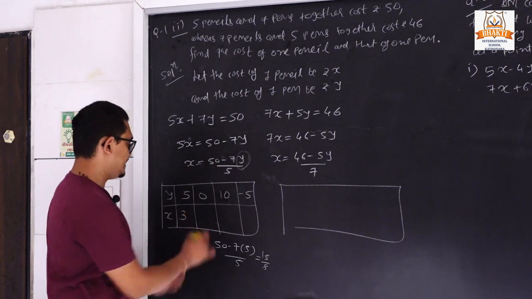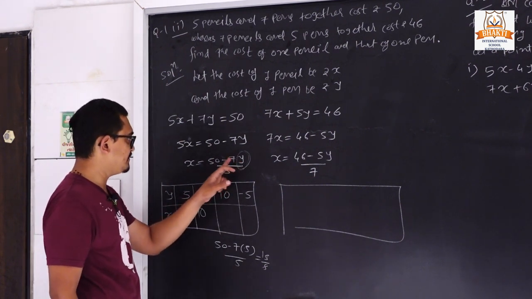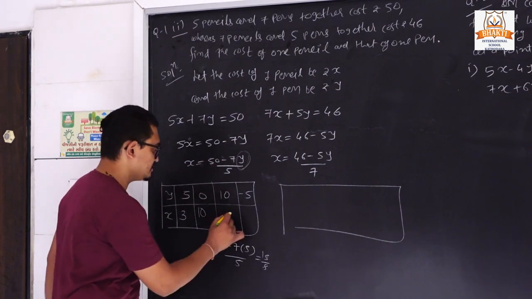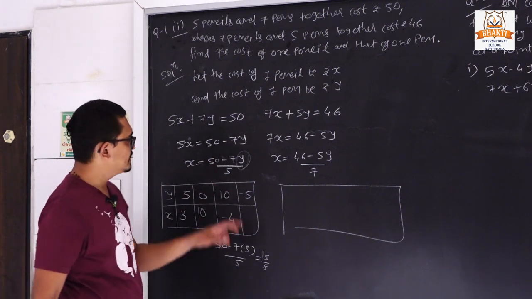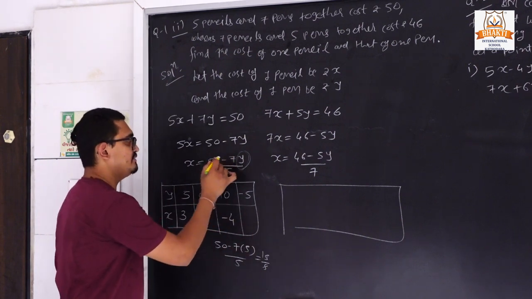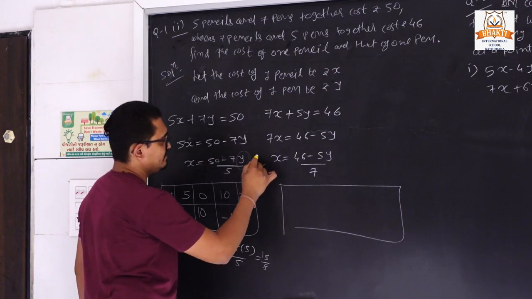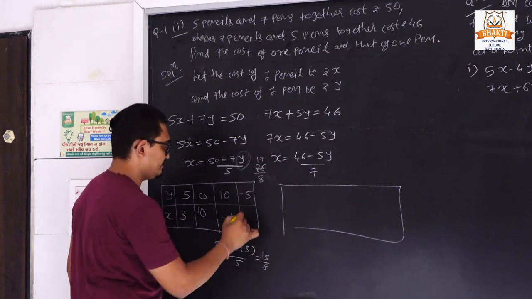Similarly 0, so 10, then for 10, 7 tens are 70, 50 minus 70 is minus 20, divided by 5, so it is minus 4. And here minus 5, so minus minus becomes plus, 35 plus 50, so it is 85, divided by 5, so 5 ones are 5, 3, so 7s are 70.